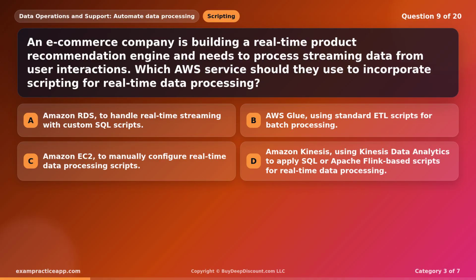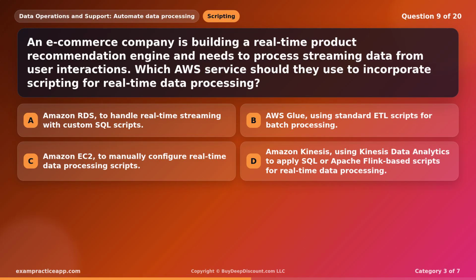Option A, Amazon RDS, to handle real-time streaming with custom SQL scripts. Option B, AWS Glue, using standard ETL scripts for batch processing. Option C, Amazon EC2, to manually configure real-time data processing scripts. Option D, Amazon Kinesis, using Kinesis Data Analytics to apply SQL or Apache Flink-based scripts for real-time data processing. Take a moment to choose your answer.